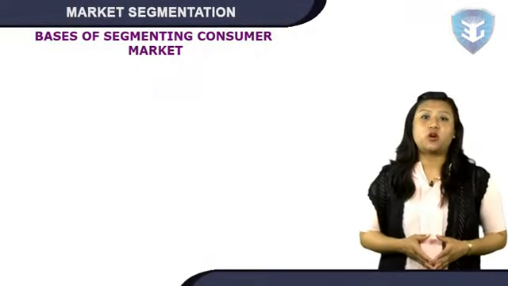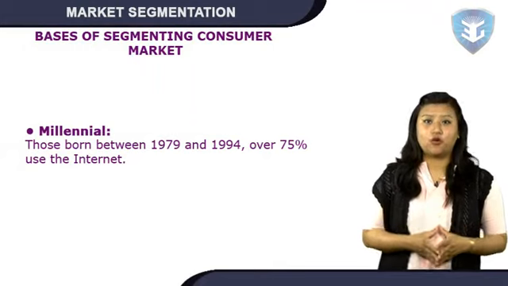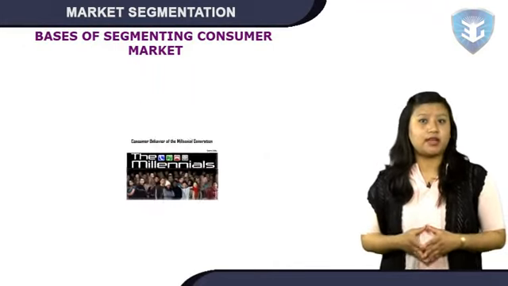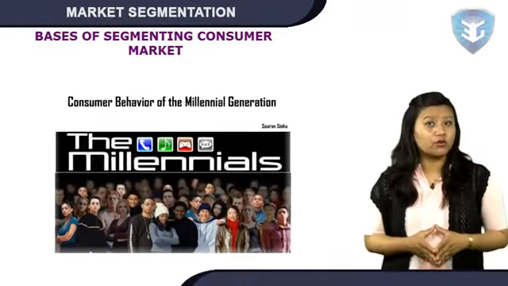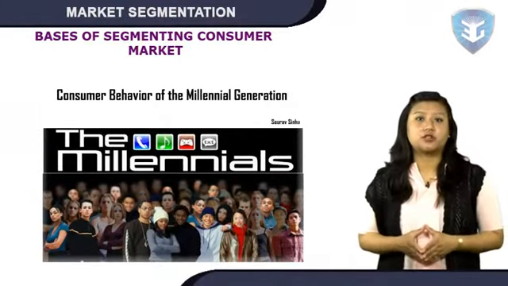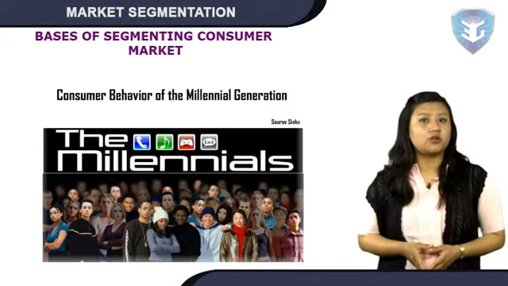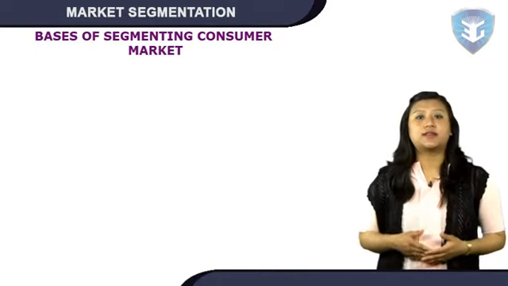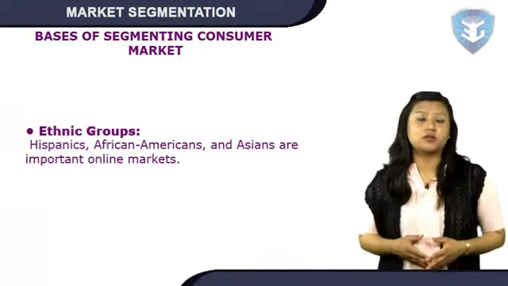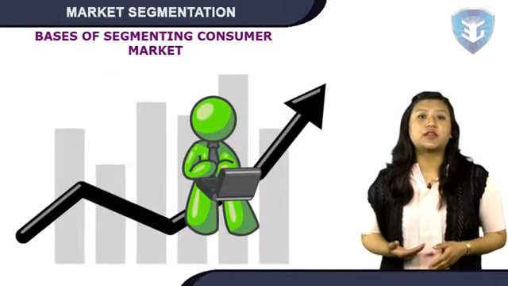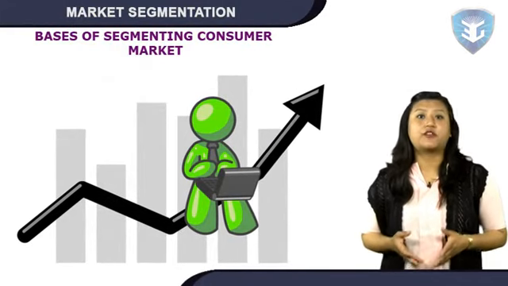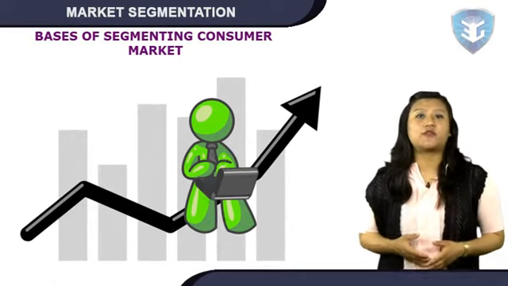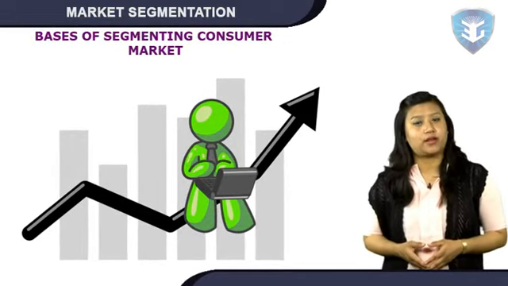Millennials: those born between 1979 and 1994, over 75% use the internet. These individuals are good at multitasking and are better able to handle information overload. Millennials are the first generation to control information quickly, use many technology gadgets at once, and totally ignore marketers. Ethnic groups: Hispanics, African Americans, and Asians are important online markets. Hispanics have a 59% internet adoption rate. African Americans are one of the fastest growing ethnic groups for internet adoption. Asians have over 65% of the population online.